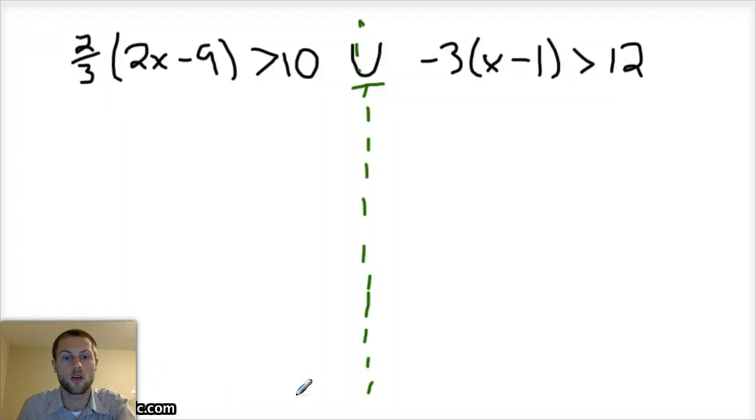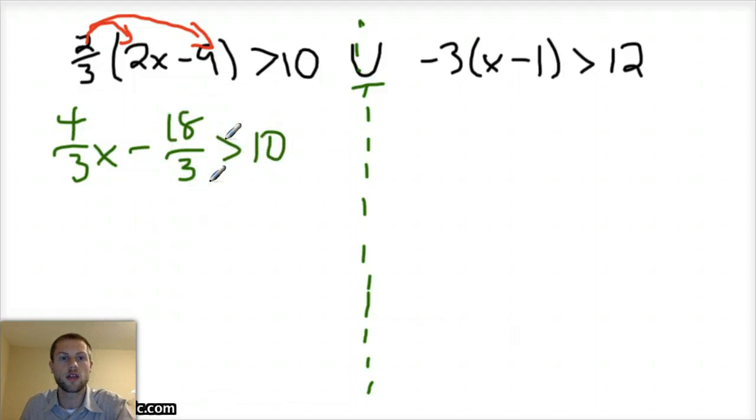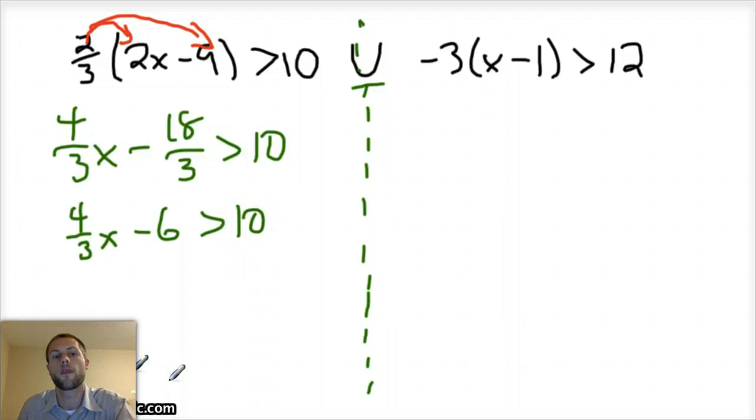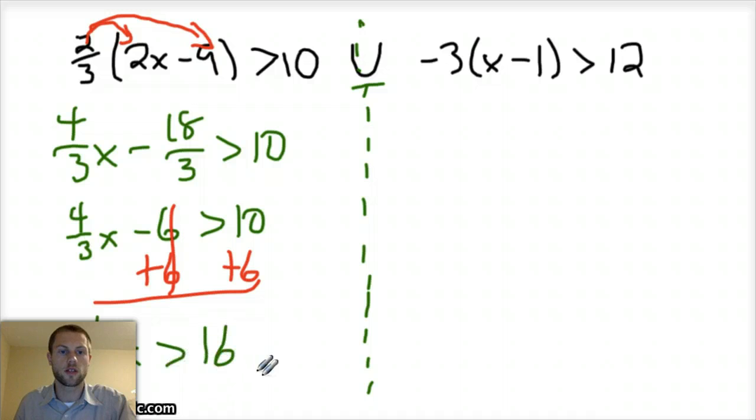The first thing that I'm going to want to do is distribute this 2/3. I'm going to follow my rules of algebra here, and I'm going to get 4/3 x minus 18/3 is greater than 10. Now this 18/3 reduces to 6, so that's nice. So I'm going to keep my 4/3 x minus 6 is greater than 10. Next step will be to add 6 to both sides. So this 6 will go away, and I'm going to come out with 4/3 x is greater than 16.